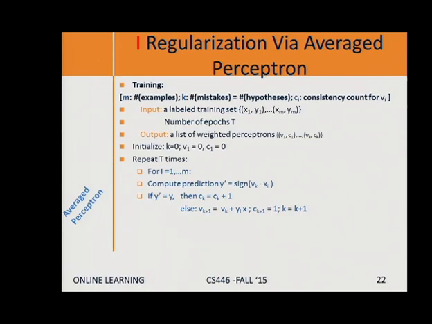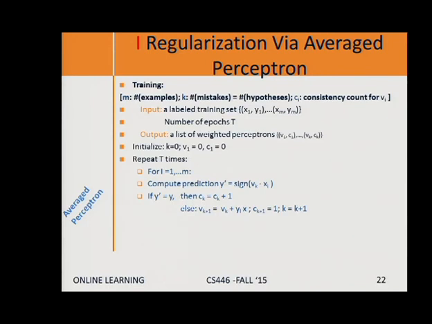If I did not make a mistake, if the prediction is right, I'm increasing CK. I like this VK, the kth hypothesis, and I'm increasing my consistency count for it. If I did make a mistake, I'm updating VK. Now I have VK plus 1. This is the perceptron rule. And I'm initializing the count, starting again from 1 for this K plus 1.